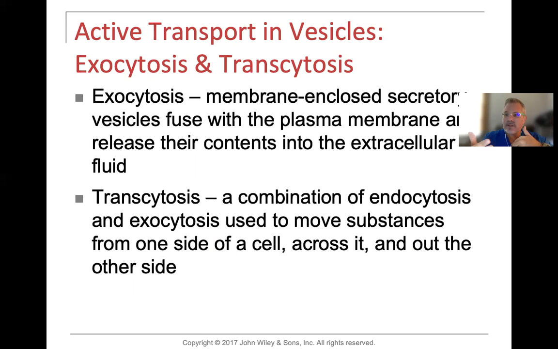endocytosis and exocytosis. Endocytosis means you're taking something into the cell. Exocytosis is used to remove substances outside the cell. Okay, so that's transcytosis.